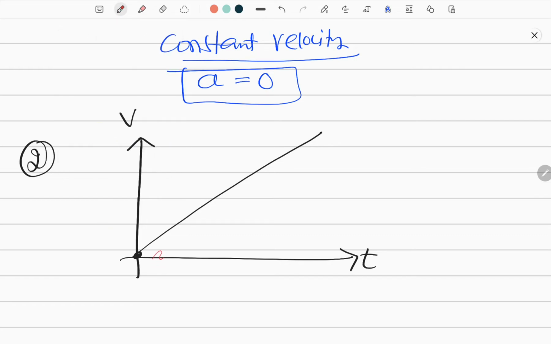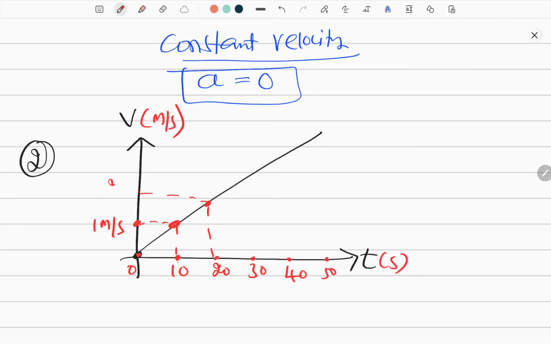Okay, you take 0 to 10, 10 to 20, 20 to 30, 30 to 40, 40 to 50 seconds. This is in seconds, and this is in meter per second. So for 0 to 10 seconds you observed the velocity became 1 meter per second. So on the x axis up to 10 seconds, and on the y axis it is 1 meter per second. Then 10 to 20, it has become 2 meter per second. Then 20 to 30, it is becoming 3 meter per second.